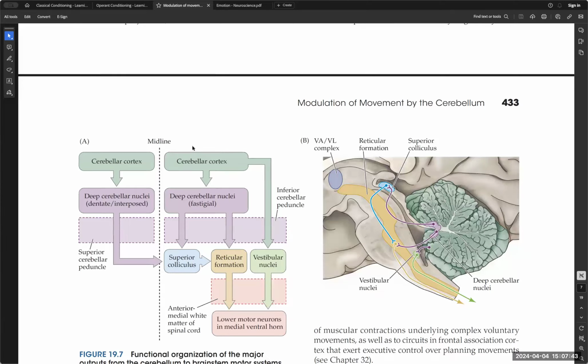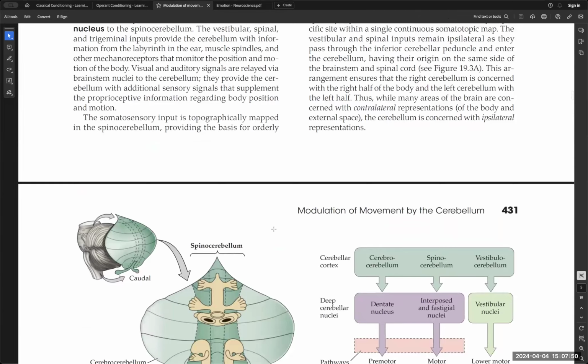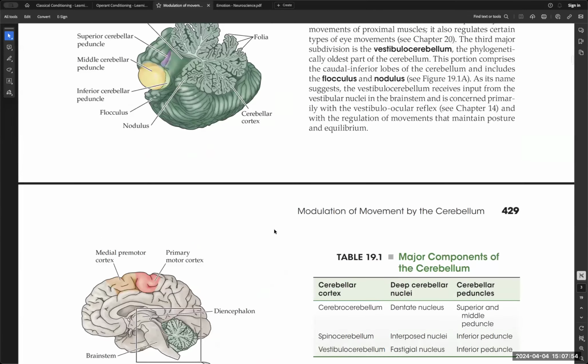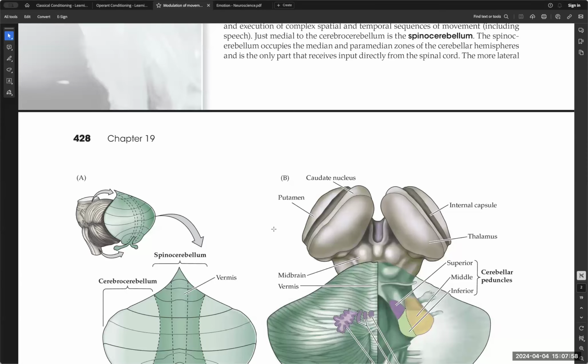And mossy fibers, where do they come from, guys? Any ideas? Climbing fibers, where do they come from then? Inferior olive. Exactly. So the inferior olive gives us the climbing fibers. Are the climbing fibers excitatory or inhibitory?